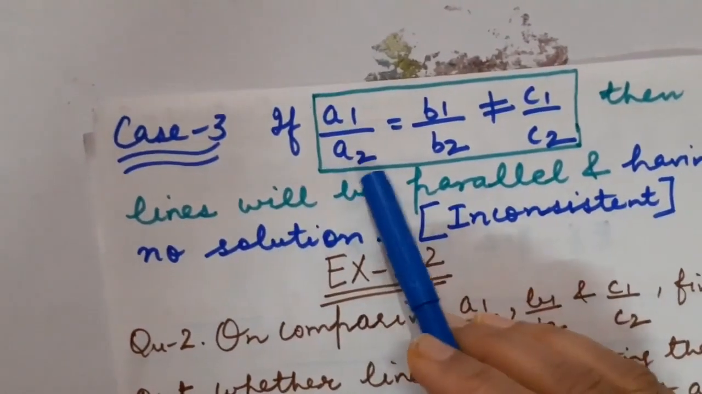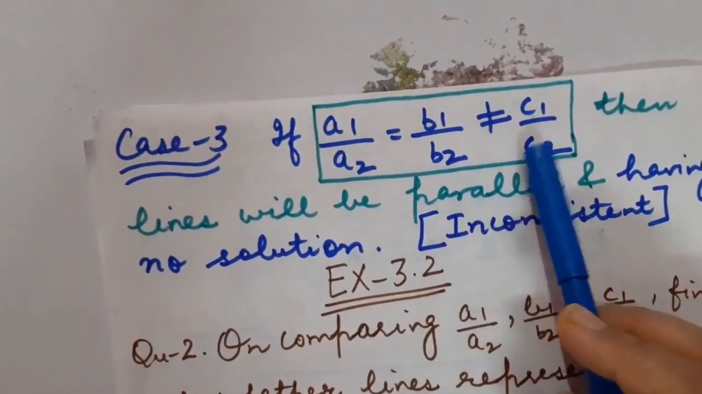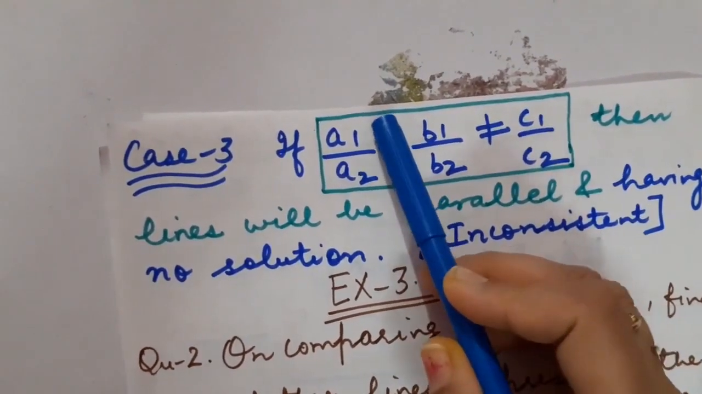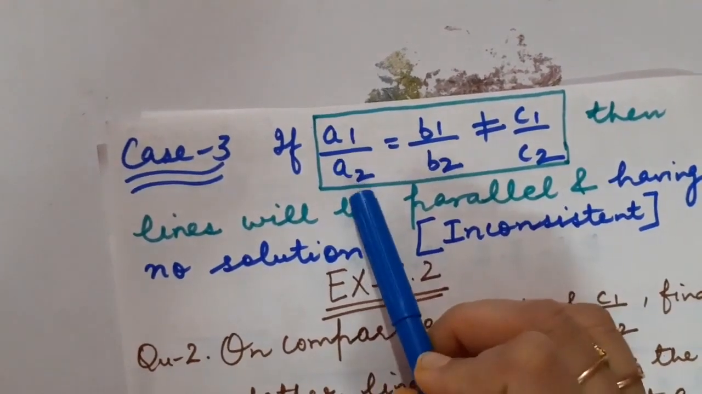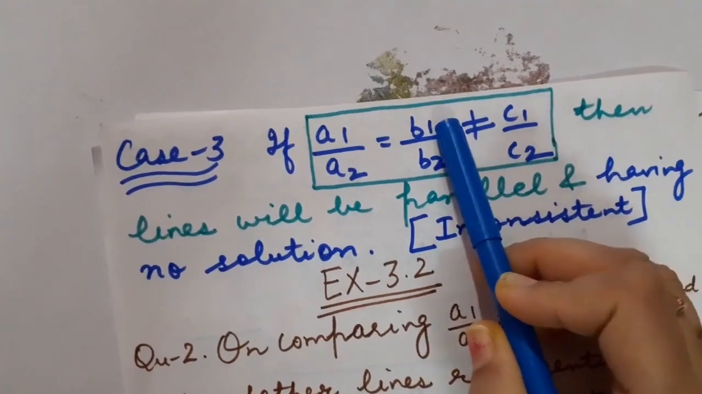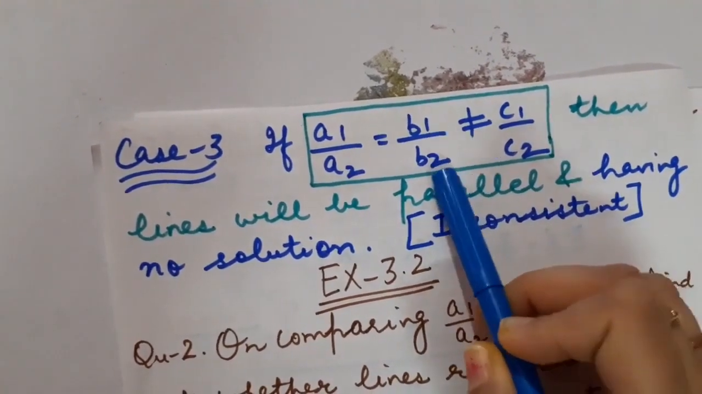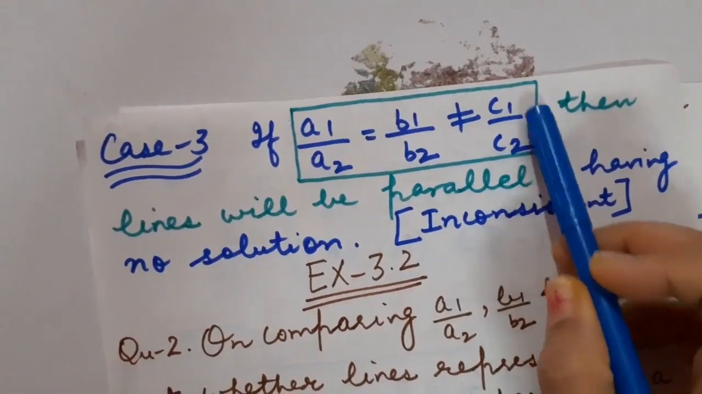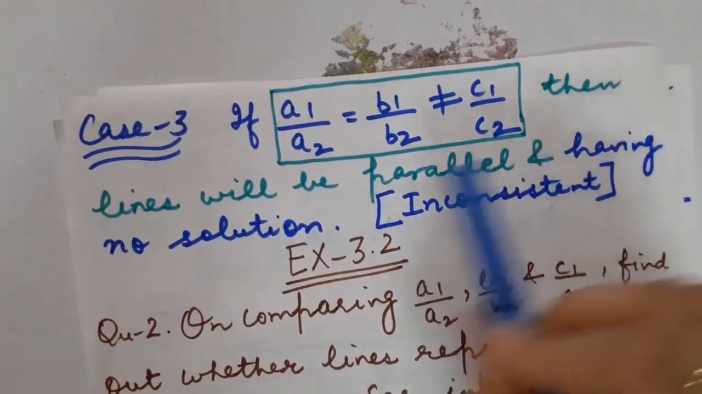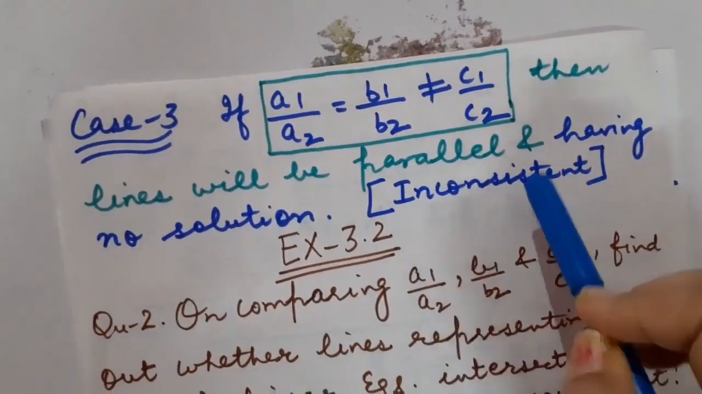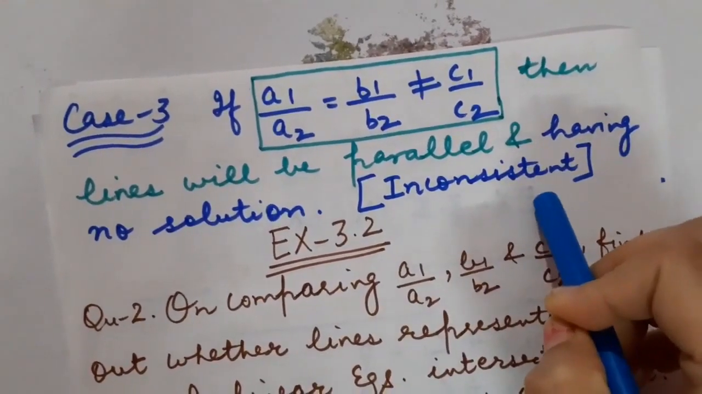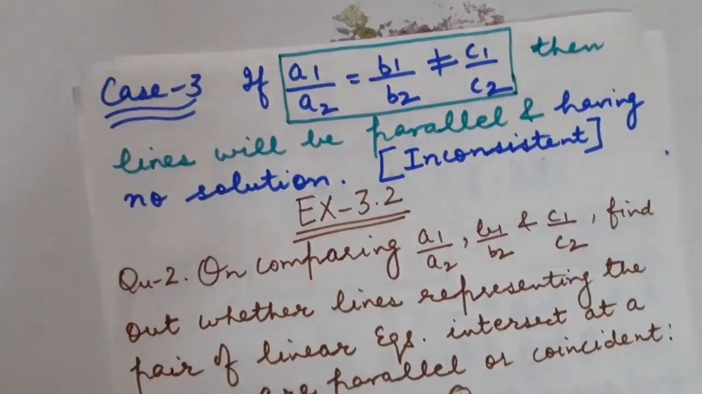If a1 upon a2 is equal to b1 upon b2, but they are not equal to c1 upon c2, meaning the coefficient of x in equation number 1 divided by the coefficient of x in equation number 2 is equal to the ratio of the coefficients of y, but they are not equal to the ratio of the constant terms, then the lines will be parallel to each other and will have no solution. So as there will be no solution, the system will be called inconsistent. Are you getting me? Fine.